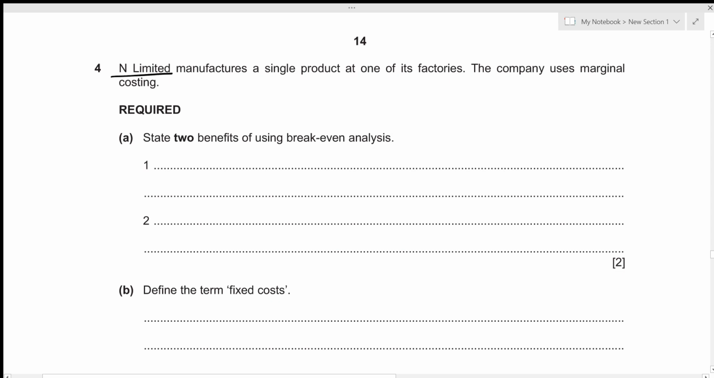N Limited manufactures a single product at one of its factories, and the company uses marginal costing. Now, for the first part of this question, we need to state 2 benefits of using break-even analysis. So, break-even analysis identifies a point at which a business will make a profit, right? So, that is a major benefit. Let's write it down. Identifies point at which a business will make a profit.